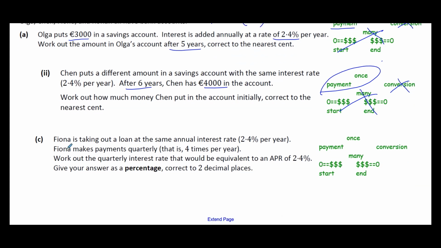Then in this case, Fiona is taking out a loan, the same interest rate. She makes quarterly payments, and we have to work out what quarterly interest rate is equivalent to yearly. So 4 quarters here will equal 1 year. So we know that is a conversion.